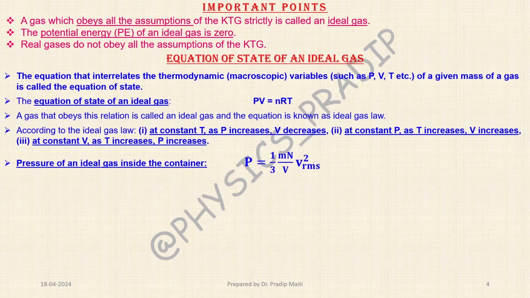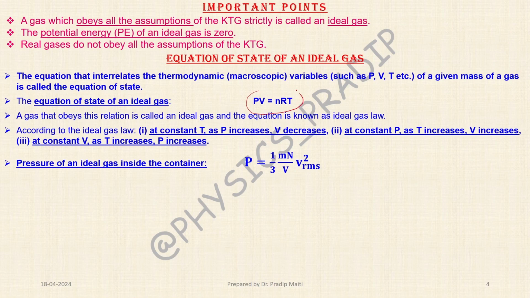Now, the equation of state of an ideal gas. The equation that interrelates the thermodynamic variables such as pressure, temperature, and density, etc., of a given mass of a gas is called the equation of state. The equation of state for an ideal gas is PV = nRT, which is a very well-known equation, where P is the pressure, V is the volume, n is the number of moles, R is the universal gas constant, and T is the temperature. A gas that obeys this relation is called an ideal gas, and the equation is known as the ideal gas law.